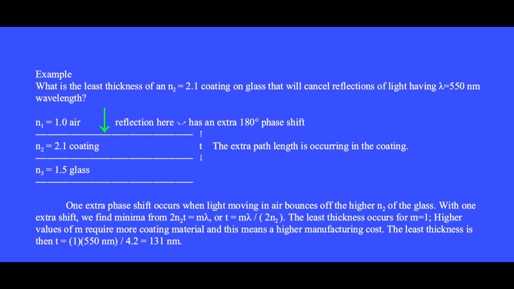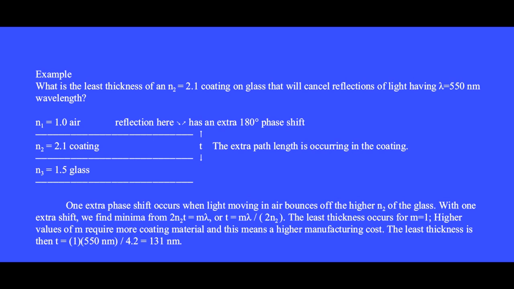The incoming light first strikes the air coating interface. Since n2 is greater than n1, the light that reflects off this interface has an extra 180-degree phase shift. The light that is transmitted through the coating reflects off the glass coating interface, but this time n3 is less than n2. This reflection does not get the extra 180-degree phase shift. We want to find the least thickness of coating that will cancel reflections of light having a wavelength lambda equal to 550 nanometers.